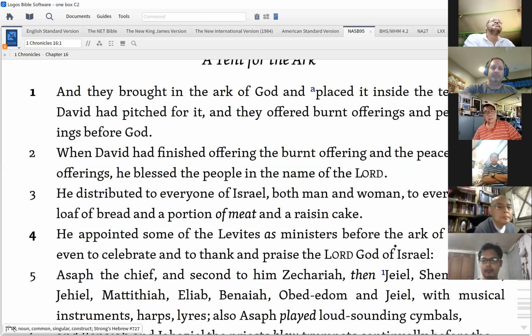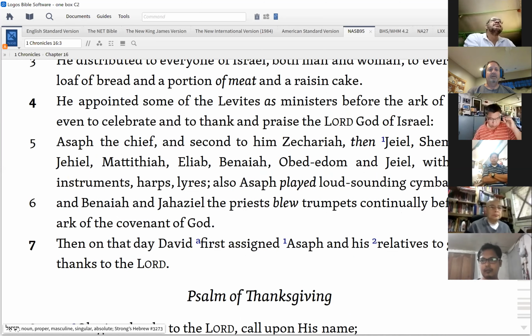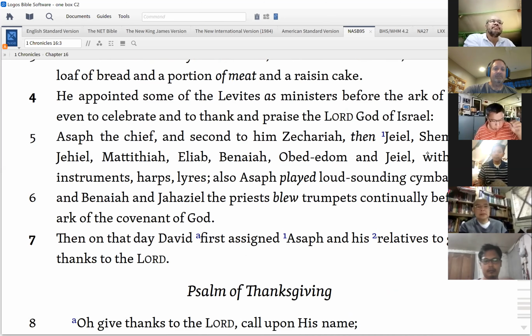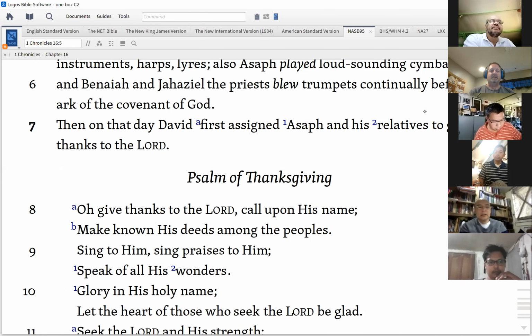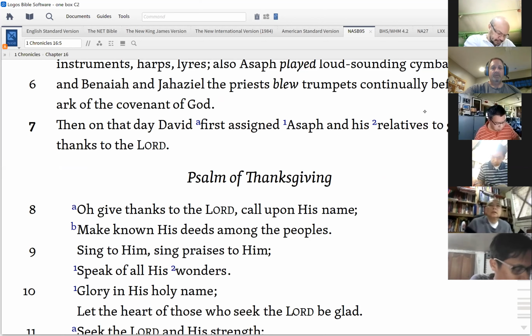They bring it in. This is 1 Chronicles 16. All right, verse 4. He appointed some of the Levites as ministers before the ark. And notice, by the way, verse 5. Who is the chief Levite who's ministering before the ark? Asaph. Hey, we know this guy. And then verse 7. On that day, David first assigned Asaph and his relatives to give thanks to the Lord. This is when David appointed Asaph as the choir director, if you will, one of the choir directors for temple worship. And then David proclaims this psalm.